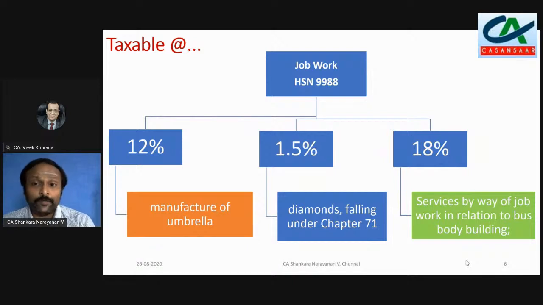Why is it a benefit if it is taxable at 18%? Because generally the steel and steel related items which are procured for the purpose of bus bodybuilding will all come under 28%. So there is a leeway for this person in terms of inverted duty structure refund, which, as I said, we will discuss a little later. So these are the general list of services which can come under 12, 1.5 or 18%.